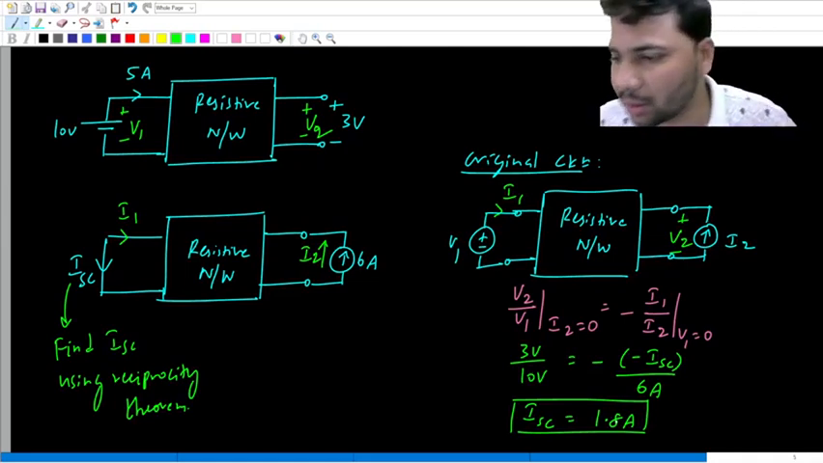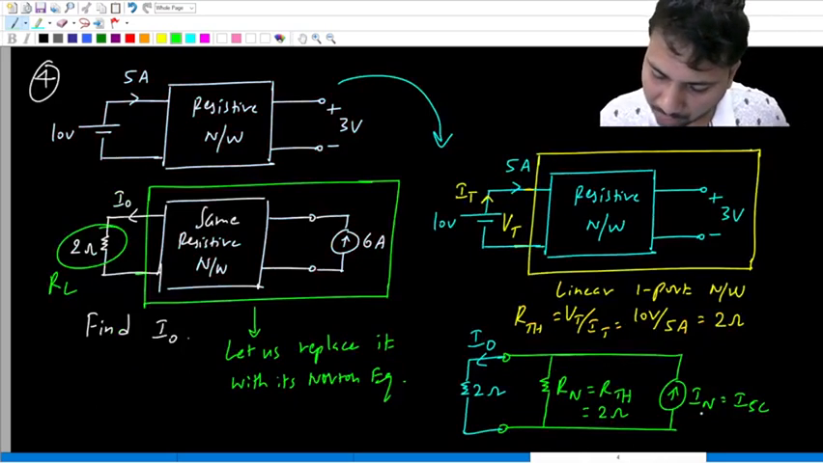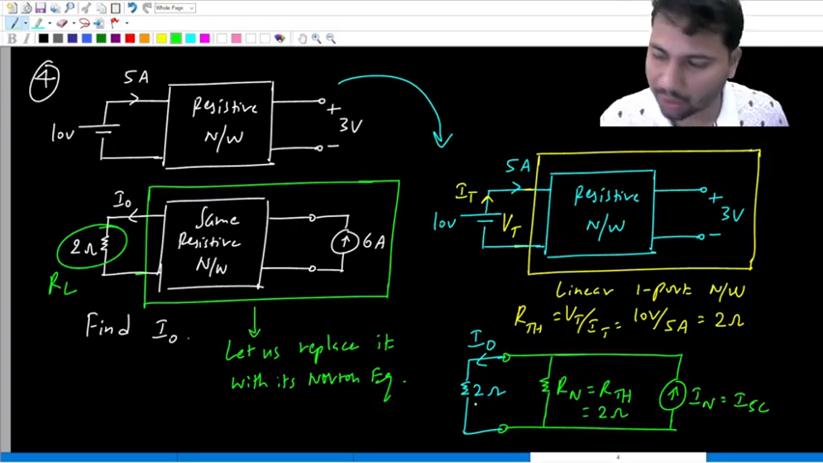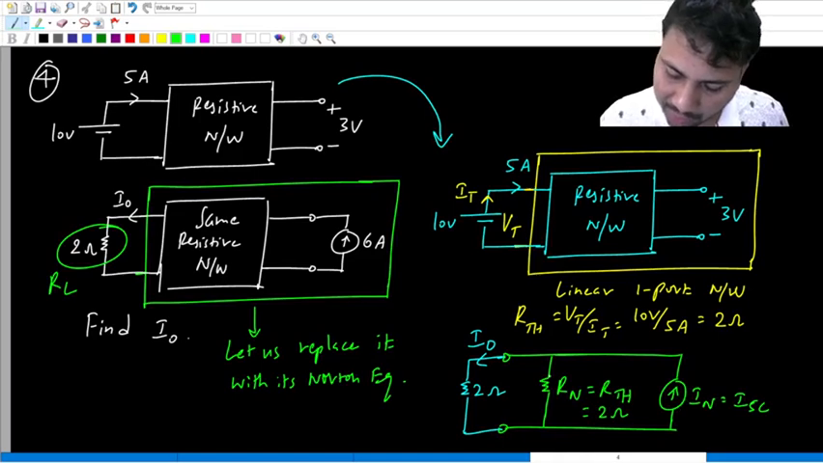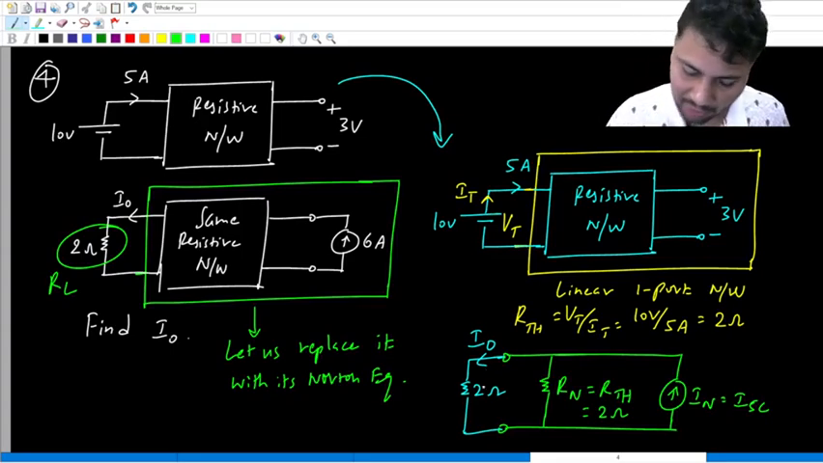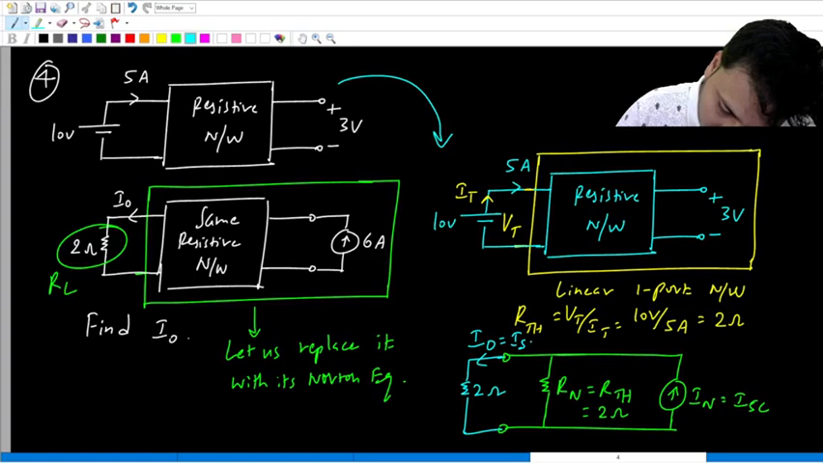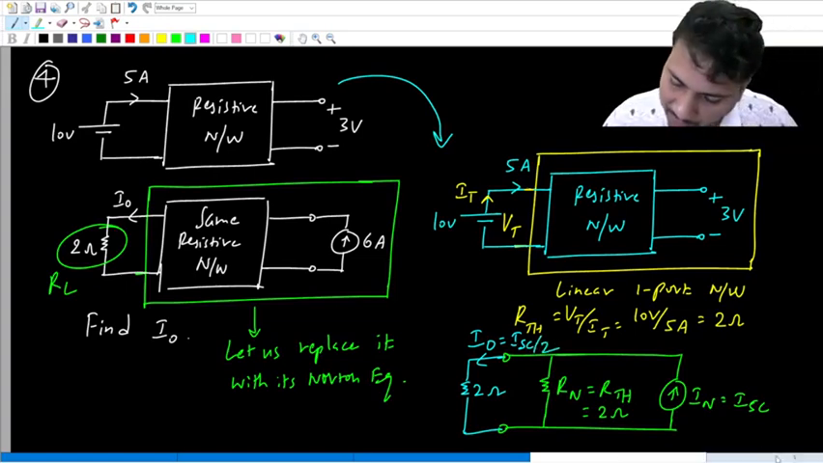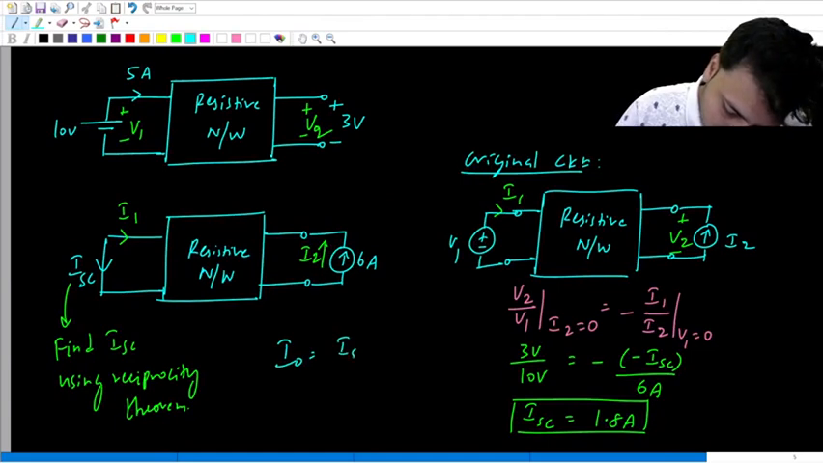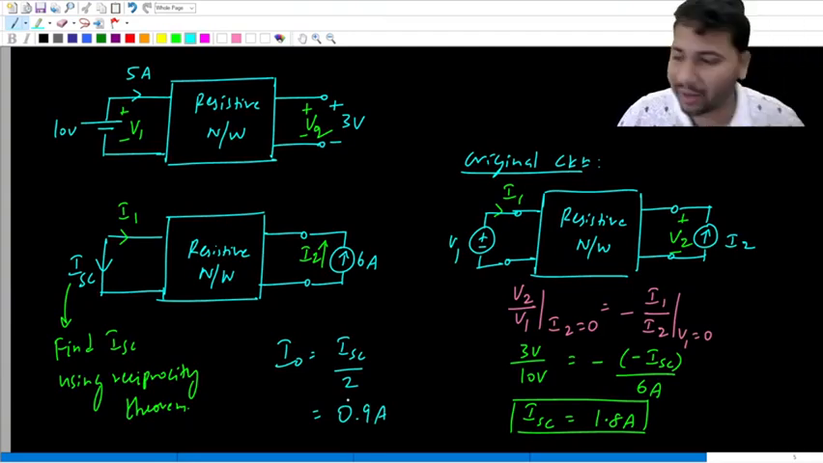So the value of ISC is 1.8 amps. That's all. Now in this circuit, we know the value of ISC, we know the value of RN or RTH, which is 2 ohms, and the load resistance is 2 ohms. So what will happen in this circuit? This IN, the short circuit current, will get divided between the two 2 ohm resistors equally. So I0 is ISC by 2, which is 0.9 amps.